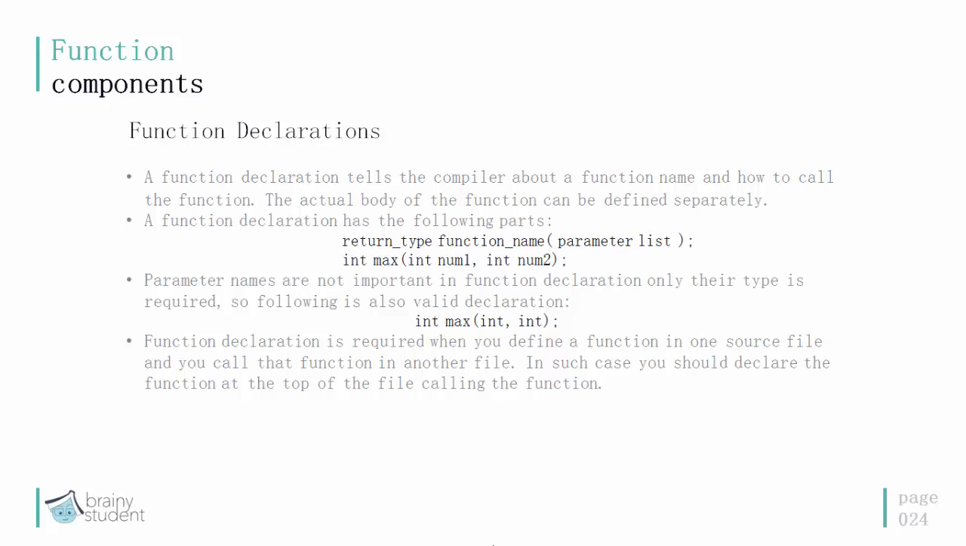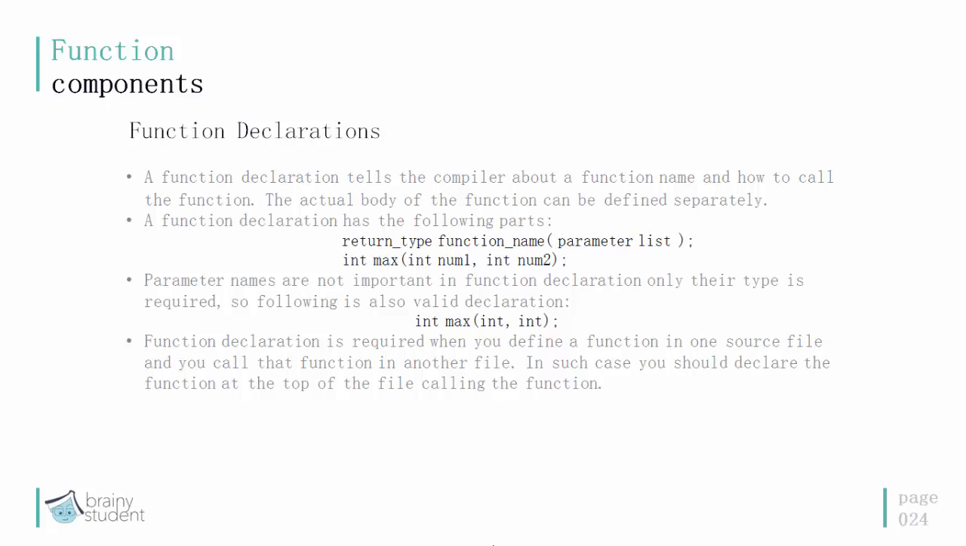For example, I'm creating a function max. That function max is of integer type, so I'm writing the return type as int. Max is my function name. Now let us suppose this function is finding the maximum between two numbers. If it wants to find the maximum between two numbers, we need two numbers. That's why I am writing parameters integer number 1 and integer number 2, that is int num1 and int num2. Parameter names are not important in a function declaration, only the type is required. So if you write int max(int, int) also, it is correct.